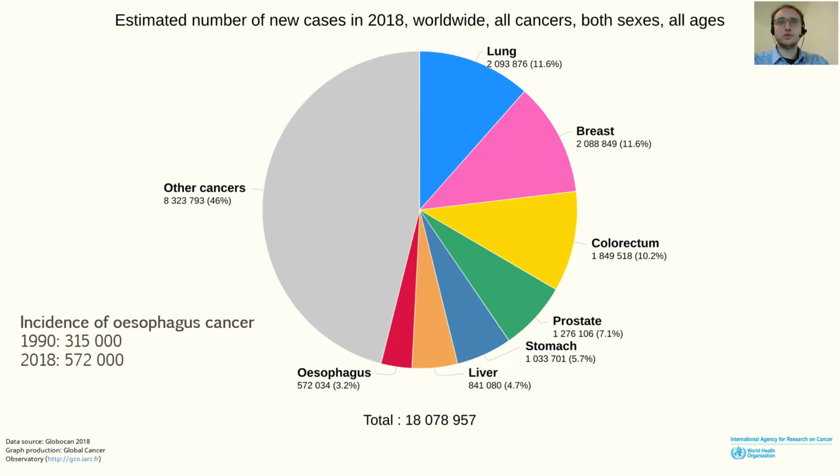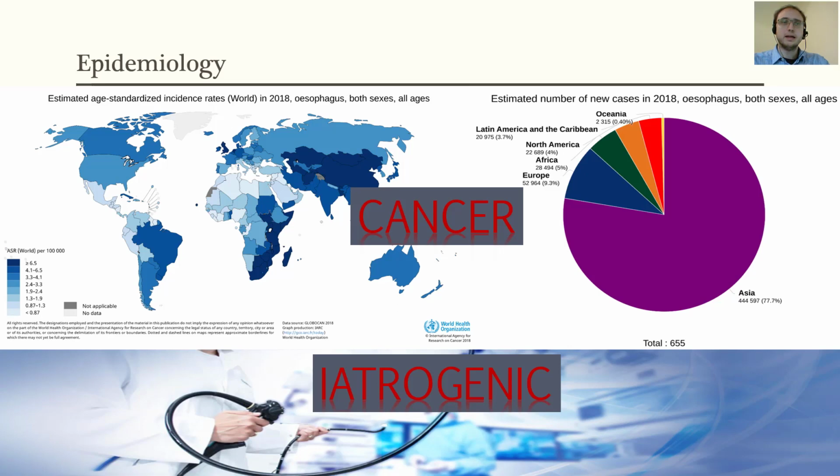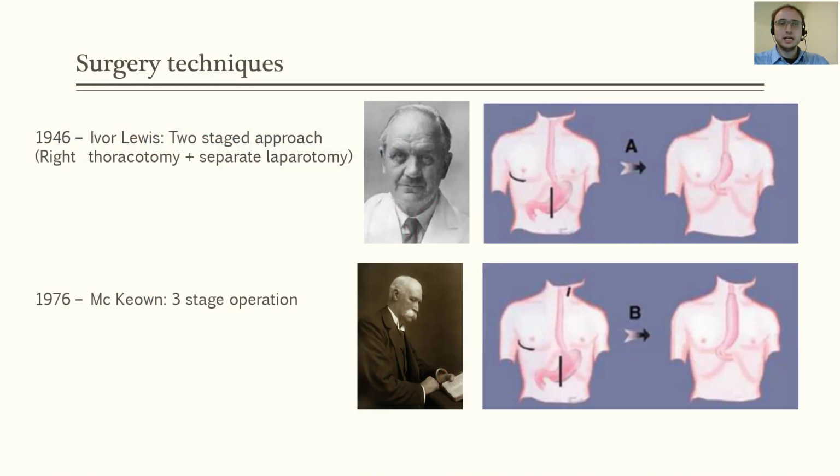As we all know, esophagus cancer incidence increased by 44% in the last 2 decades. But parallel to cancer-related surgery, we can see an important increase of iatrogenic perforation due to endoscopy maneuvers. Some of those cases can be treated by clip or endosponge, but large perforation may need esophagectomy. Here we can see the 2 main surgical techniques to make a partial or total esophagectomy.